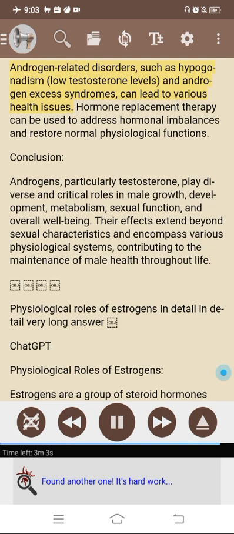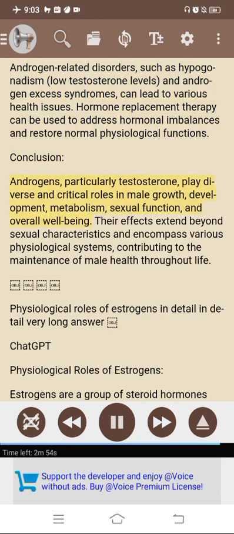Clinical implications. Androgen-related disorders, such as hypogonadism, low testosterone levels, and androgen excess syndromes, can lead to various health issues. Hormone replacement therapy can be used to address hormonal imbalances and restore normal physiological functions. Conclusion. Androgens, particularly testosterone, play diverse and critical roles in male growth, development, metabolism, sexual function, and overall well-being. Their effects extend beyond sexual characteristics and encompass various physiological systems, contributing to the maintenance of male health throughout life.